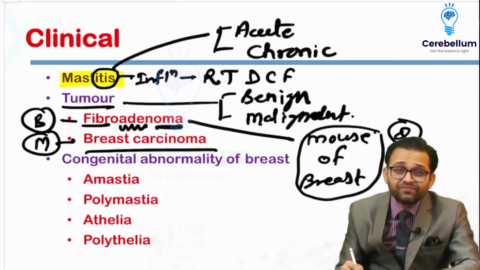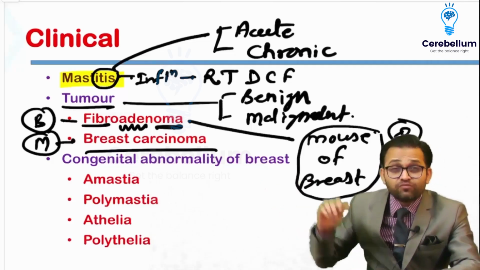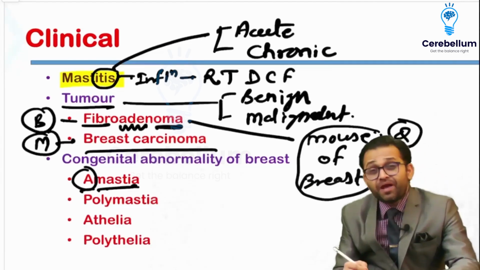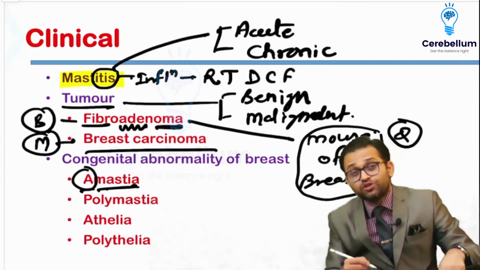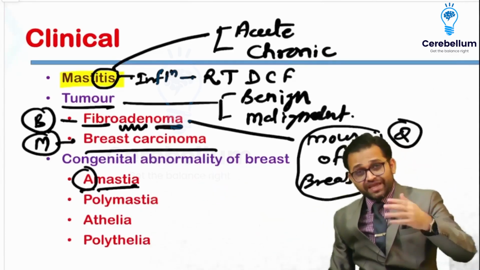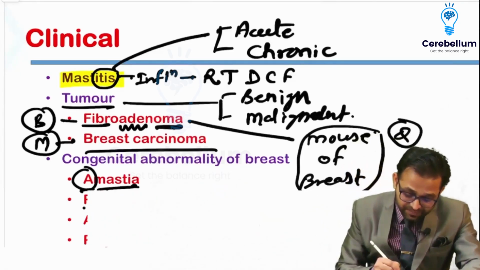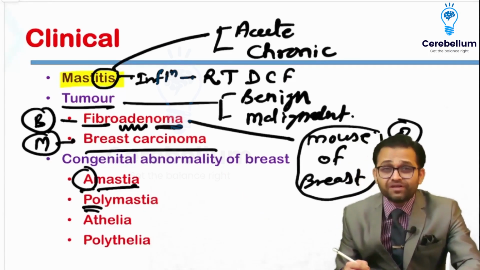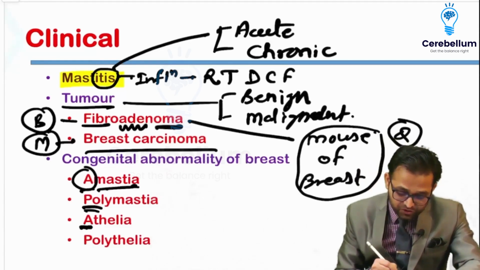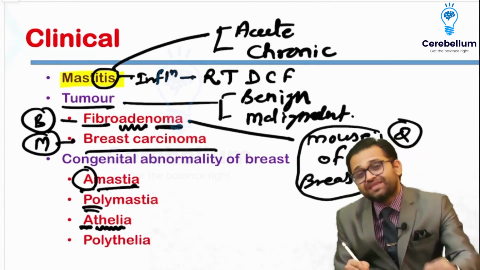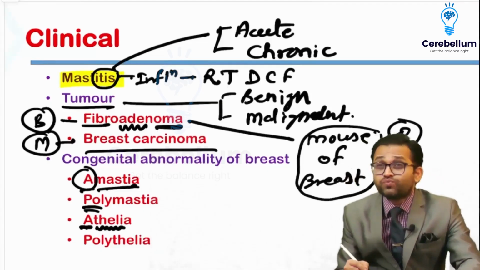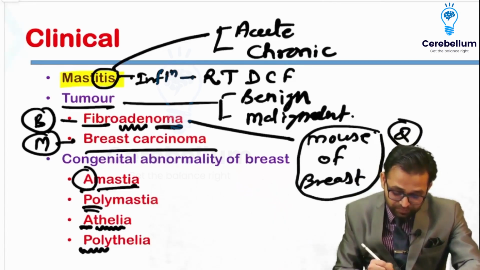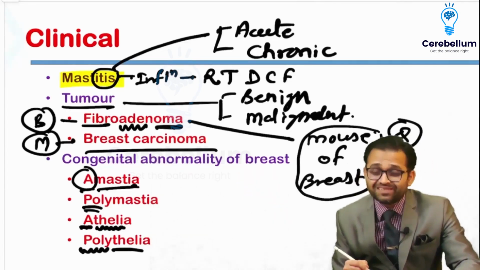Okay. Then we are going to look at the congenital anomalies of the breast also. Amastia. A means absence, and mast is indicating the breast. So absence of the breast is known as amastia. And when there is a presence of multiple breasts, more than a pair, then it is polymastia. When there is absence of the nipple, thelia. Thelia is indicating the nipple. So when there is absence of the nipple, you will say athelia. And when there are multiple nipples, then it is polythelia.